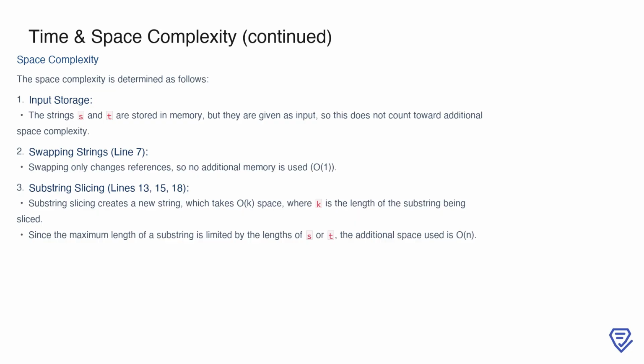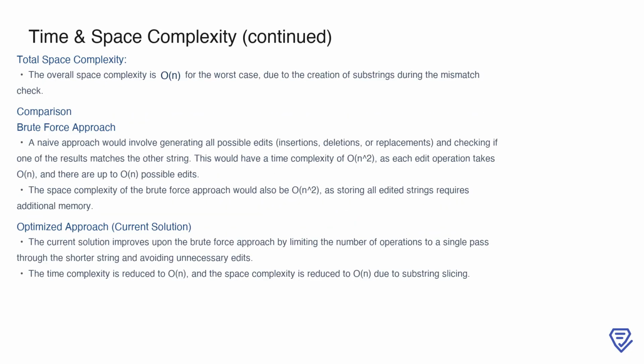Each sliced substring creates a new string in memory, which takes O(k) space, where k is the length of the substring. Since the maximum possible length of any substring is limited by n, the length of the shorter string, the space complexity for slicing is O(n). Altogether, this makes the total space complexity O(n) in the worst case. Summarizing, the overall additional memory usage comes from substring slicing, which is bounded by the length of the shorter string. Therefore, the total space complexity is O(n).